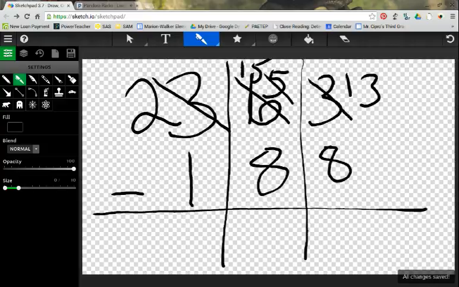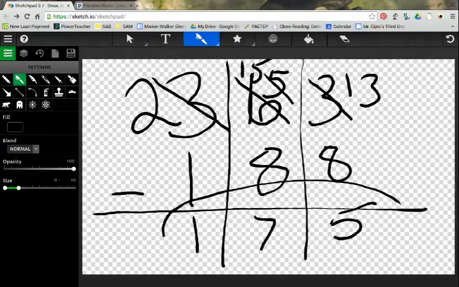Now we can go ahead and subtract. So 13 ones minus 8 ones is 5 ones. 15 tens or 150 minus 8 tens or 80 is 7 tens or 70. And 200 minus 100 is 100. So our answer is 175.